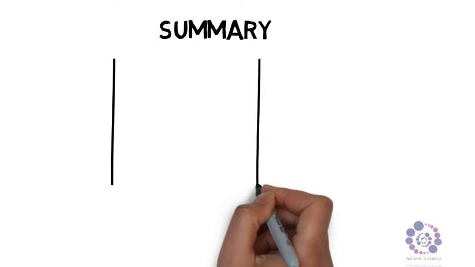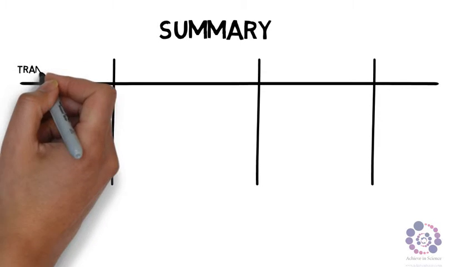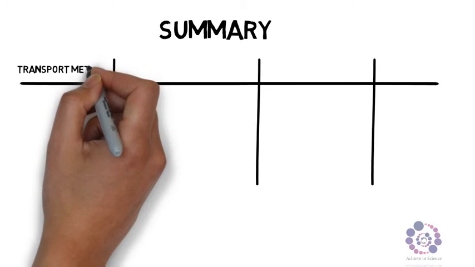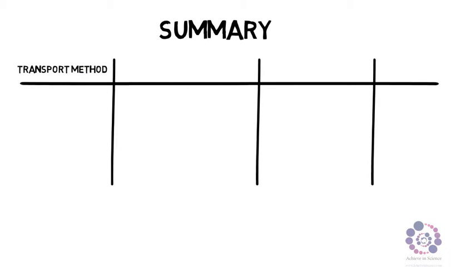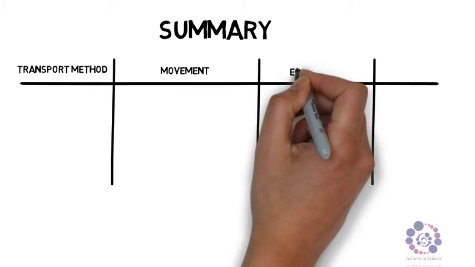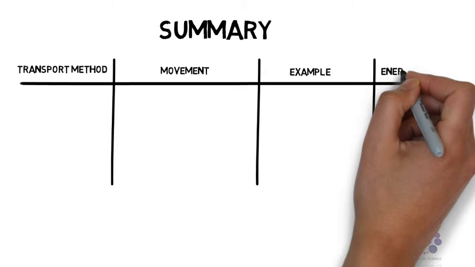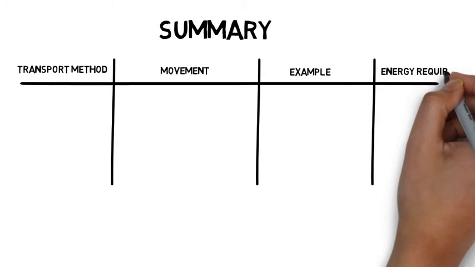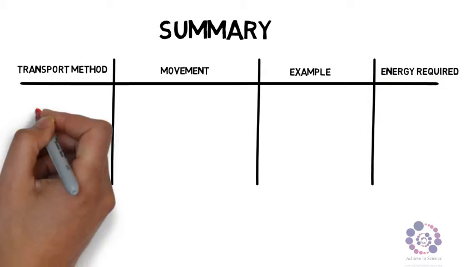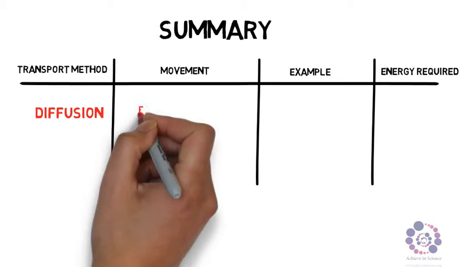So in summary, if we compare these processes against each other, we have met in this topic three different types of transport. We have looked at how things move, whether they move from a high concentration to a low concentration, or vice versa, and we've looked at some examples, and we've also seen that energy is sometimes required for the process to happen. So if we remind ourselves first, diffusion was the first type of transport.